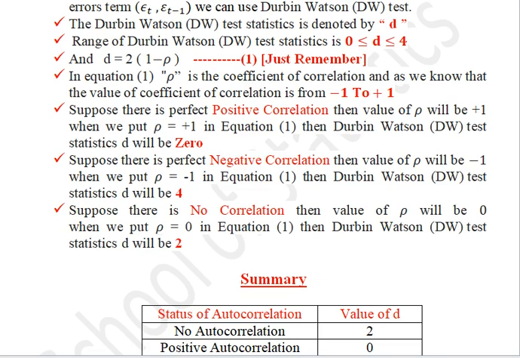And when there is negative correlation, then rho will be -1. When we put rho equal to -1 in equation 1, the test statistic D will be 4. And when there is no correlation, then rho will be 0. When we put rho equal to 0 in equation 1, the Durbin-Watson test statistic D will be 2.